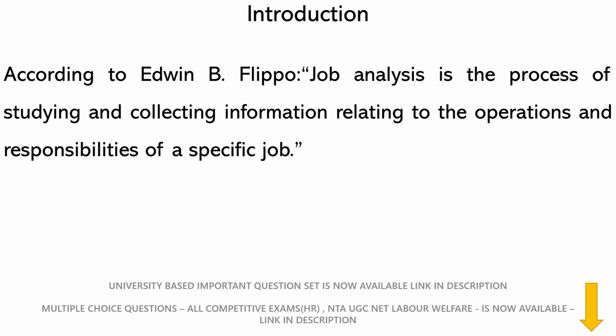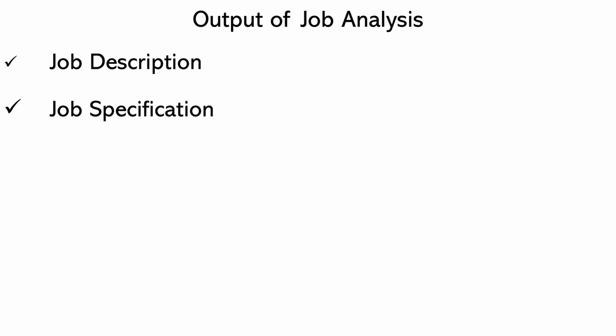Okay, so based on this definition you can understand that job analysis is the systematic study of a job. Basically, just understand from the word, analysis of a job. Like what tasks are performed and how they are performed, what skills are required to perform this job, and under what conditions the job is done. So all these things will be mentioned in job analysis. Now, what are the outputs of job analysis? Job analysis has two main outputs, that is your job description and job specification.